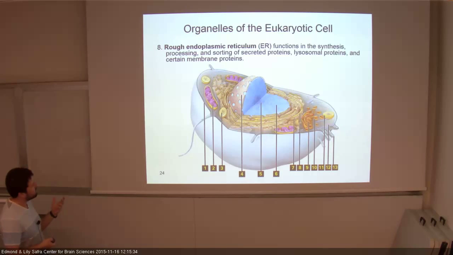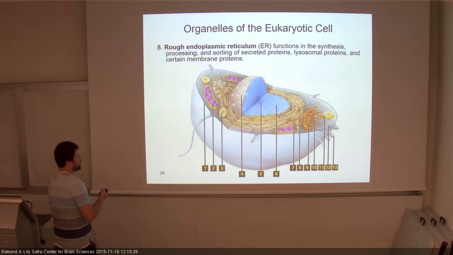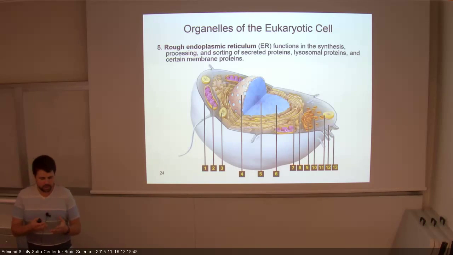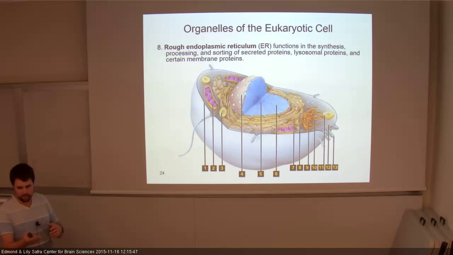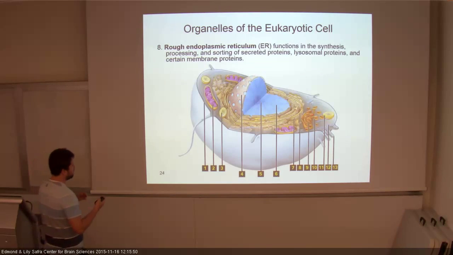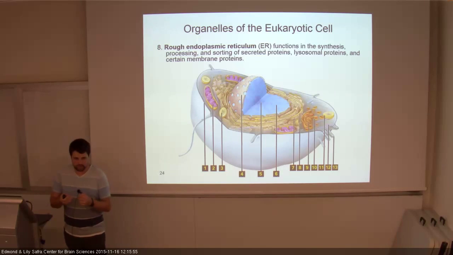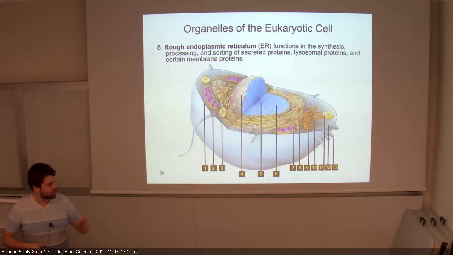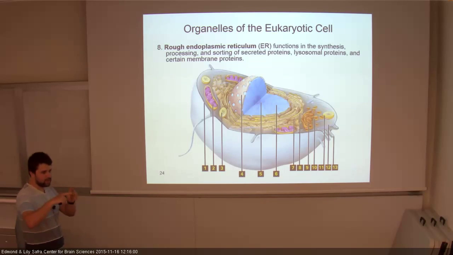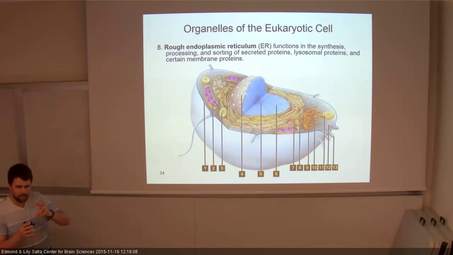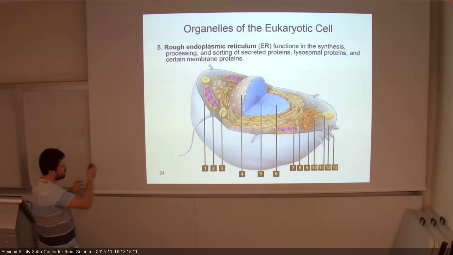Then you have the rough ER, which is generally like the ER, but it has these spots on it, and the spots are actually ribosomes. So certain proteins that need to be bound to membranes or need to be exported outside the cell have a special mechanism to do that. In the illustration I showed you before about the ribosome, the peptide starts to come out, and then another protein binds to the peptide and attaches it to a membrane structure.